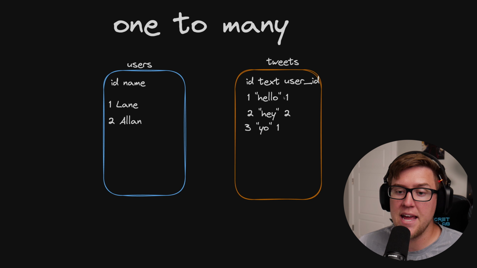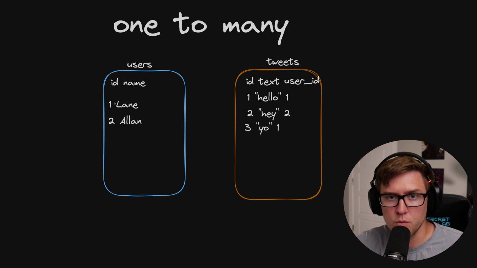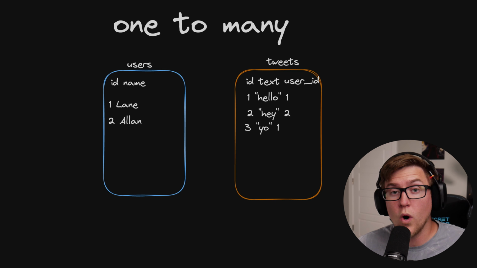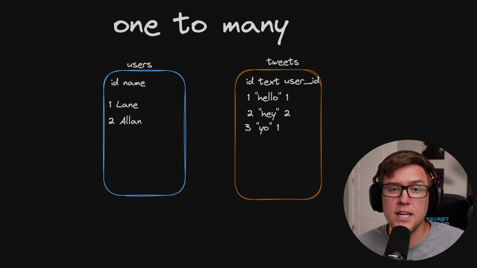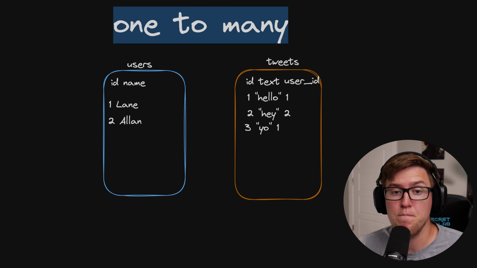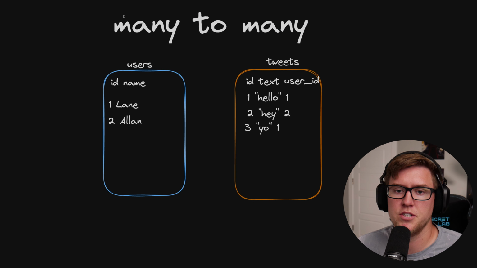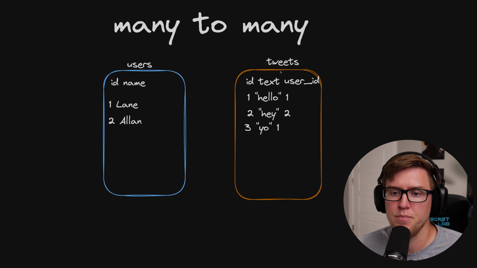So we can have many tweets, right? In this case, tweet number 1 and tweet number 3 are related to one user, right? User number 1, which is Lane in this case. So one-to-many relationships, foreign key on the table of the many. Now let's talk about many-to-many. This is arguably the most complex relationship type, many-to-many.